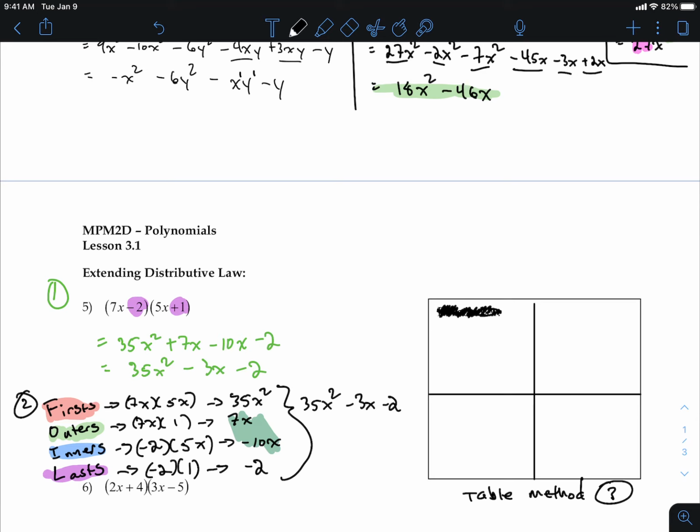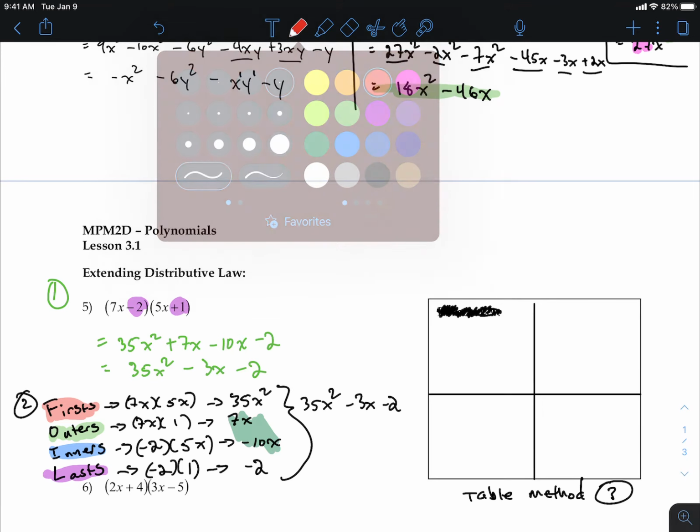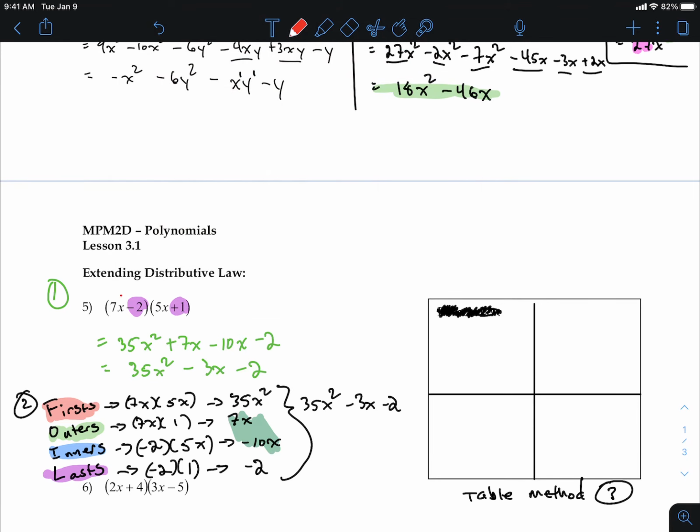I like this method because I never got shown it, and when I saw it, I thought, that's pretty cool. What you can do is take each of the pieces. You have two pieces here, two terms. You go 7x minus 2, and down the other side, you're going to go 5x plus 1.